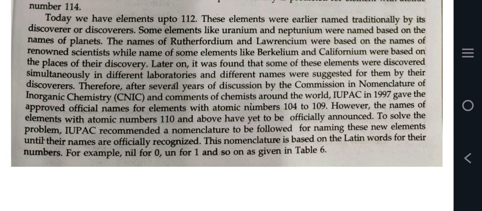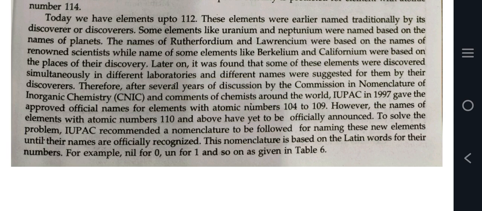Later on, it was found that some of these elements were discovered simultaneously in different laboratories, and different names were suggested for them by their discoverers. Therefore, after several years of discussion by the Commission on Nomenclature of Inorganic Chemistry (CNIC) and comments of chemists around the world, IUPAC in 1997 gave the approved official names of six elements with atomic numbers 104 to 109. However, the names of the elements with atomic number 110 and above have not yet been officially announced.